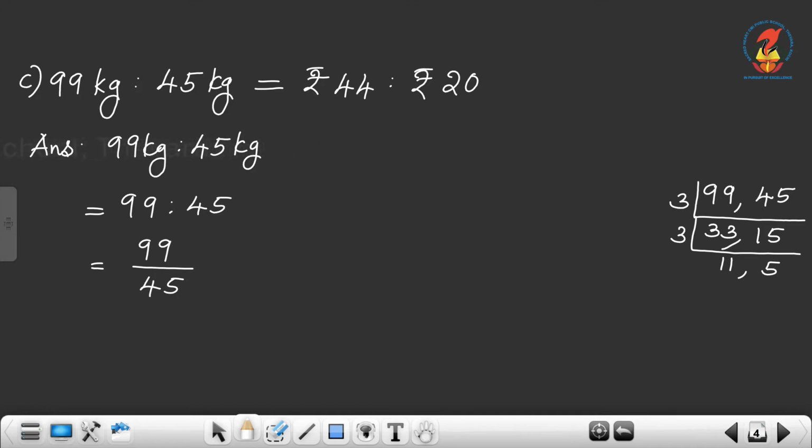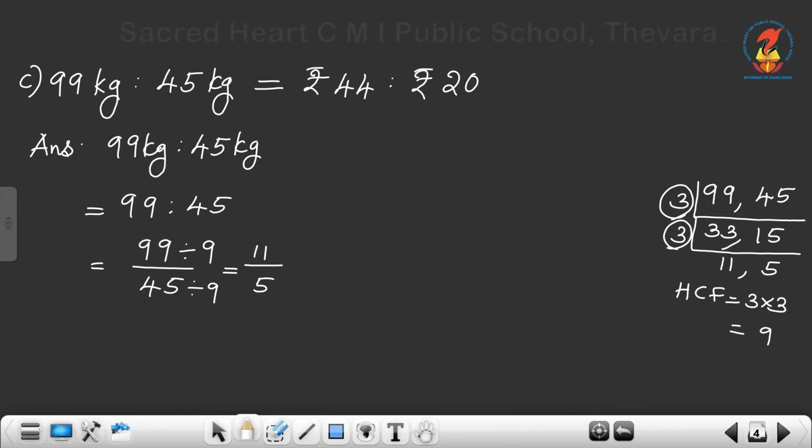Can you find any common factor for 11 and 15? No. So, we can stop here. So, the product of 3 and 3, that is 9. Therefore, the HCF we can take as 3 into 3 equal to 9. So, divide both numerator and denominator by 9. So, we will get 11 by 5. So, the corresponding ratio is 11 is to 5.